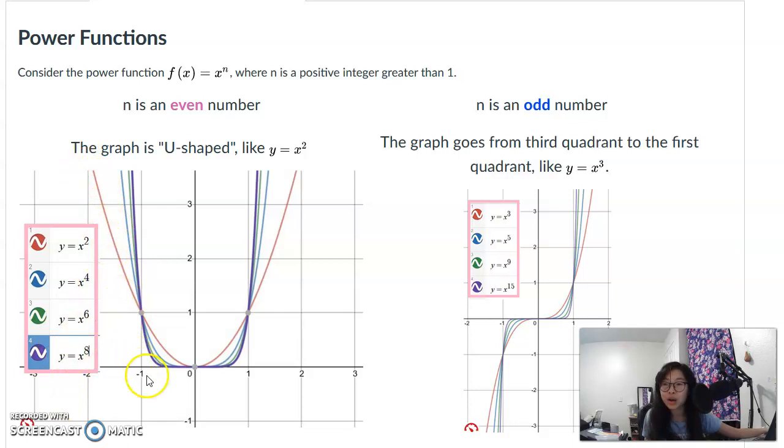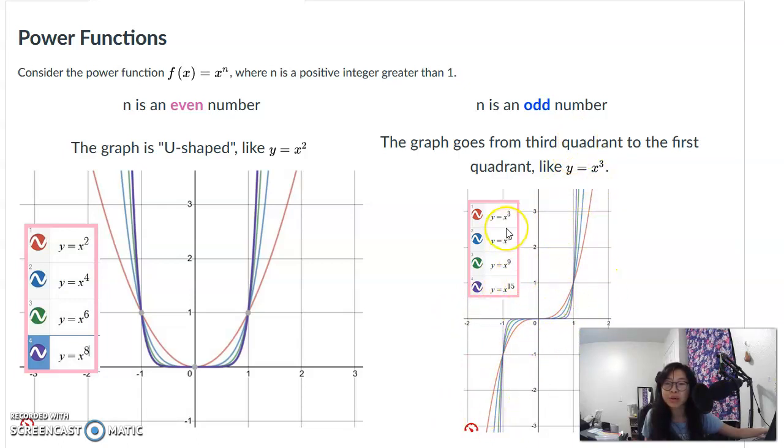The graphs of this kind of function are all kind of similar. It's a U-shaped graph. The greater your n is, the more the graph looks like a U. On the other hand, when n is an odd number, all the graphs of y equals x to the n look like the graph of y equals x cubed. You can see they're all kind of similar.